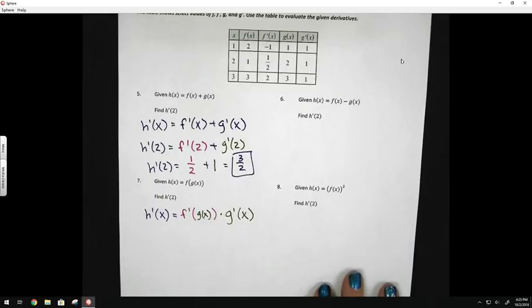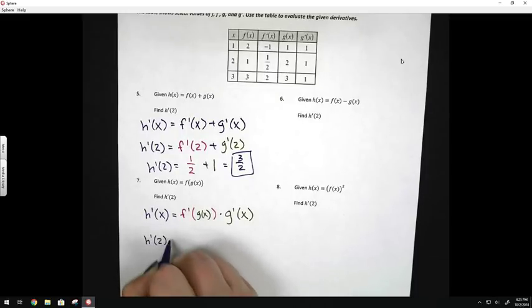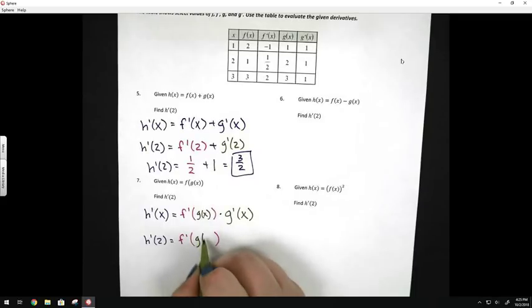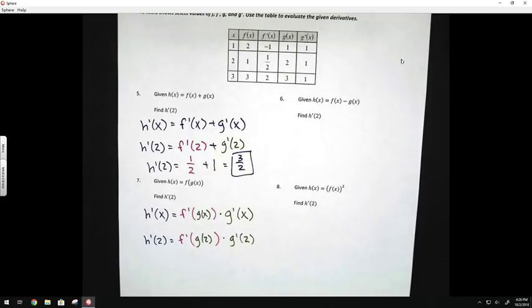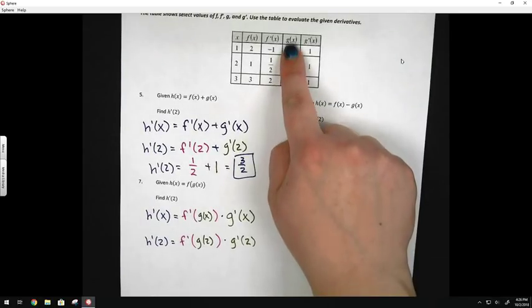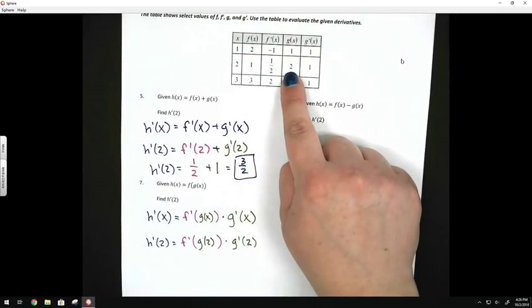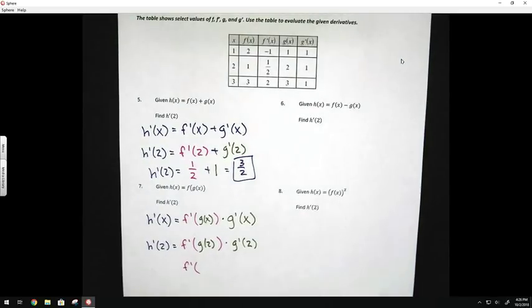So now when we look at our table, we're going to have to look at things a little differently. If I want to find h prime of 2, I'm going to first have to do f prime of g of 2 times g prime of 2. Well, now I need to look at what g of 2 is. This isn't g prime, it's g of 2. So here's my function for g of x. And when x is 2, g of x is also 2, which means I'm going to do f prime of 2.